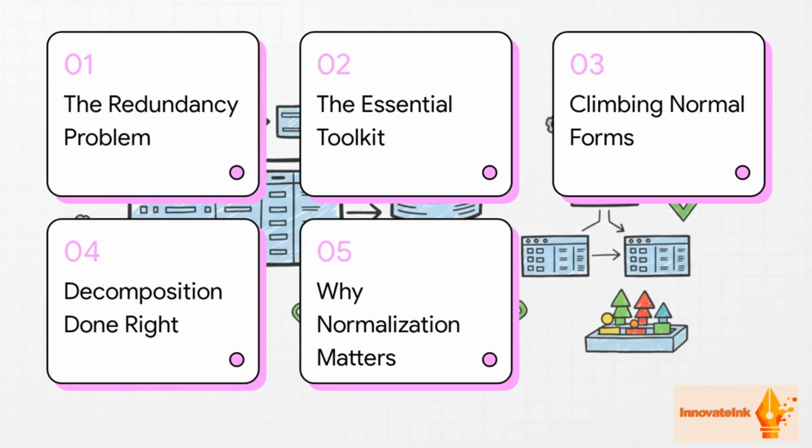First, we're going to pinpoint the actual problem, data redundancy, and all the chaos it brings. Then we'll grab our toolkit, the key concepts we need to fix it. After that, we'll start climbing the normal forms, which is just a step-by-step way to clean everything up. We'll double-check our work to make sure we didn't break anything. And finally, we'll talk about why this whole process is so critical for any solid database design.